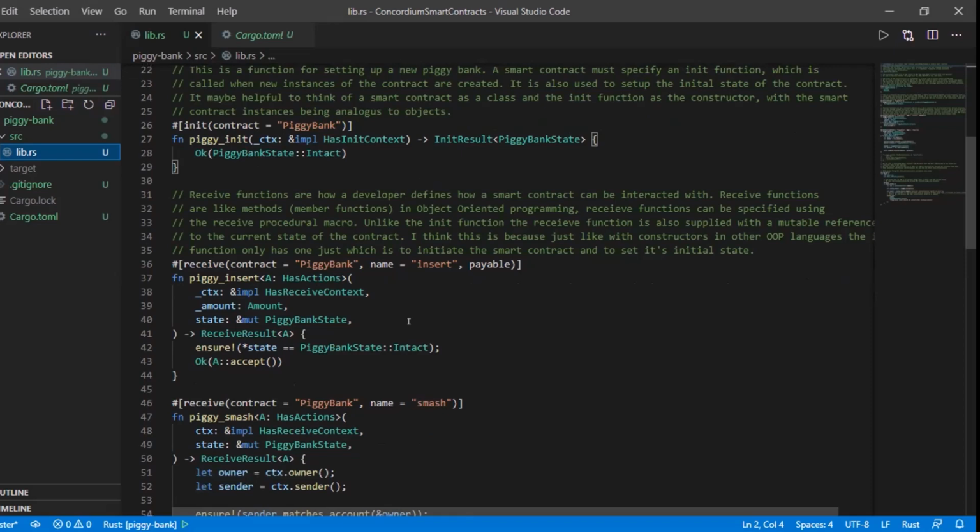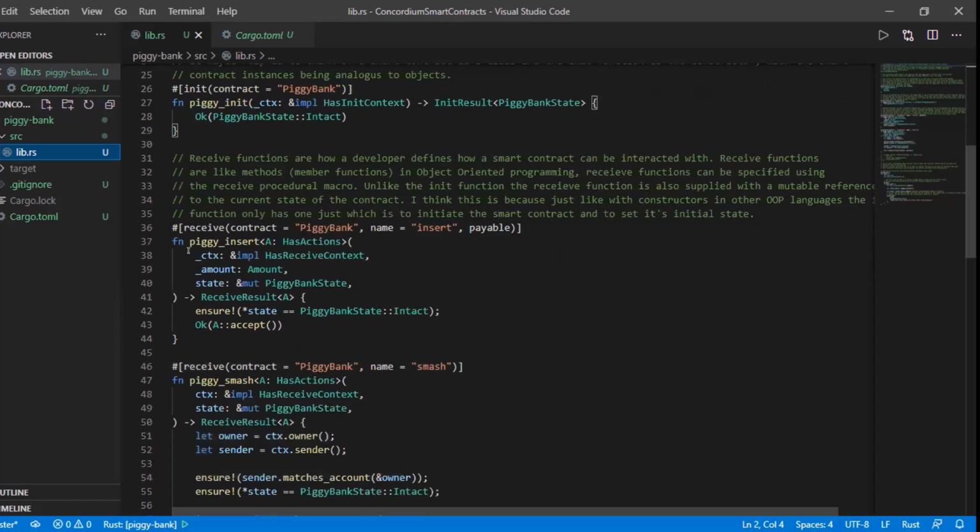So once the init function has done its job, that's all it has to do. We then hand over the rest of the logic flow to receive functions, and you can have any number of receive functions inside a smart contract to do the things that you want it to do. So here we have a receive function called Piggy init, and it has a generic parameter here to state that it has some sort of actions.